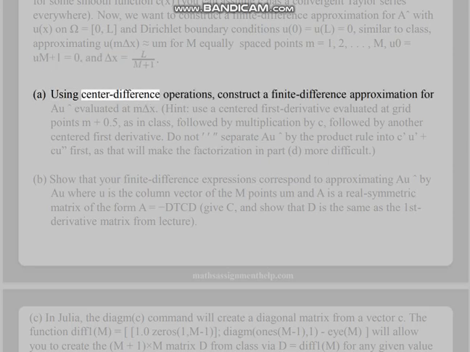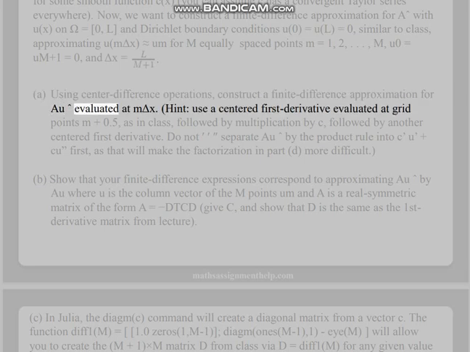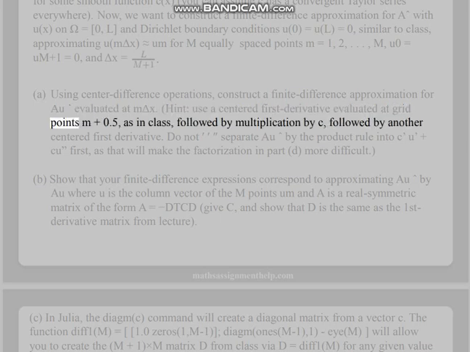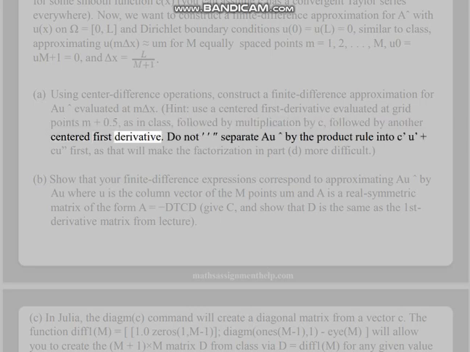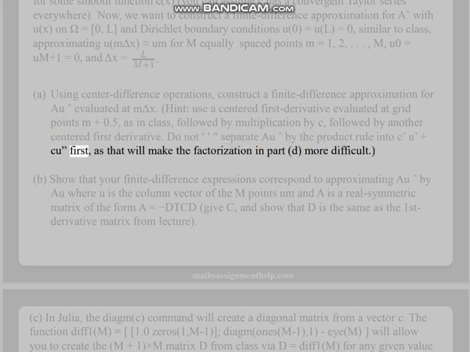A. Using centered difference operations, construct a finite difference approximation for the operator evaluated at mΔx. Hint: use a centered first derivative evaluated at grid points m + 0.5, as in class, followed by multiplication by c, followed by another centered first derivative. Do not separate it by the product rule into cu'' plus c'u', as that will make the factorization in part D more difficult.